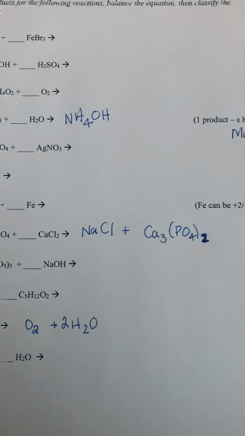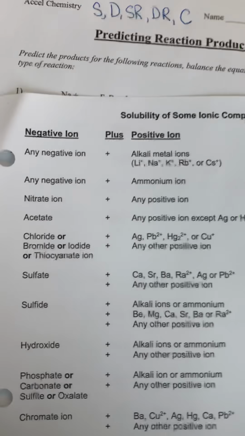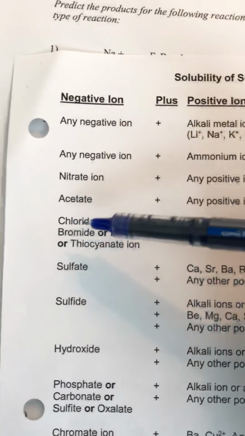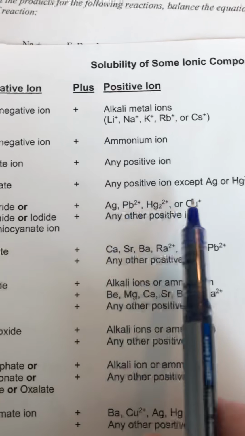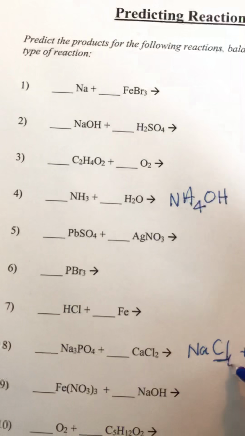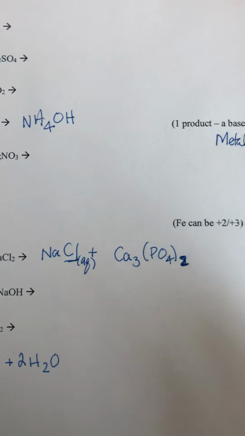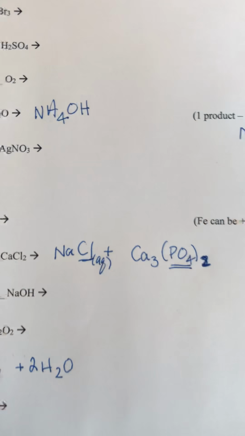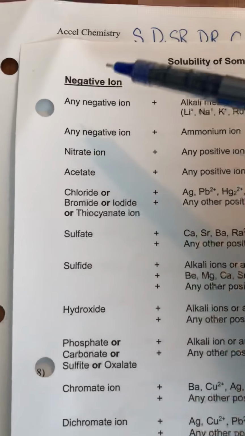All right? So we focus on our negative ion, going to this paper here. Our chloride is with sodium. So we look across. Sodium is not listed on this first line, so we go to the second line, and it says that it's soluble. So when something's soluble, we say it's aqueous. And now we look at the next one. We look at the negative ion, phosphate. Our phosphate's with calcium. So read down our line.